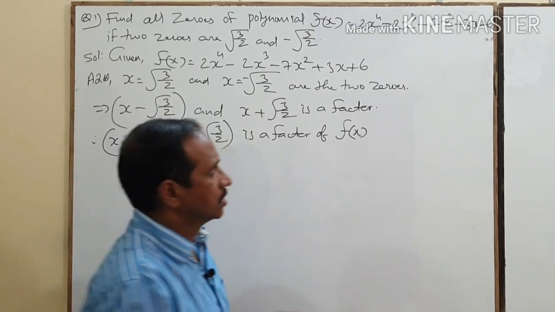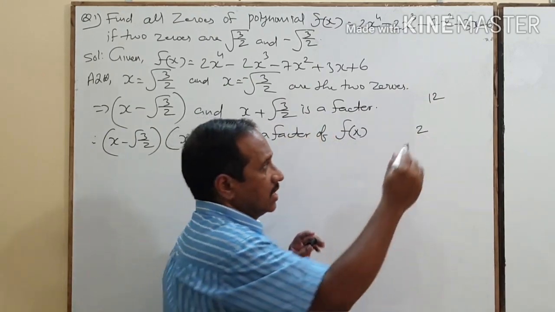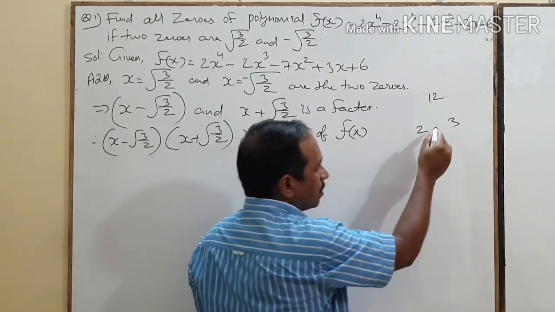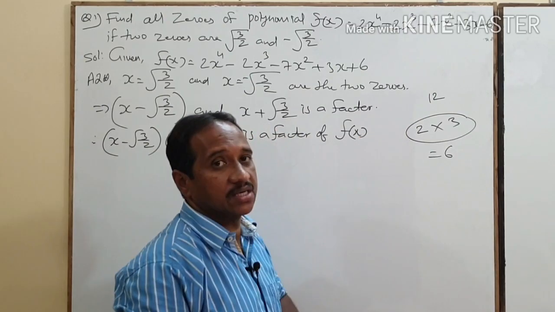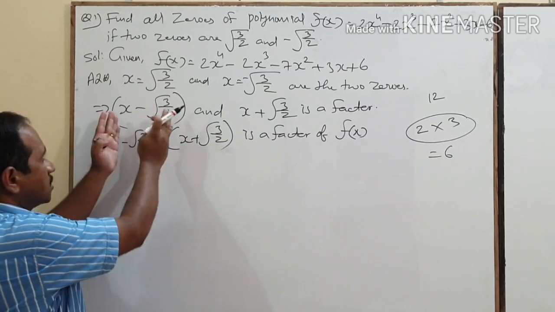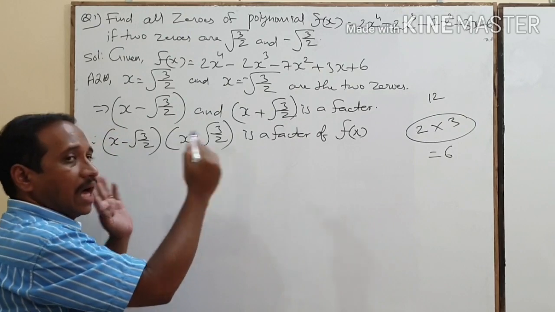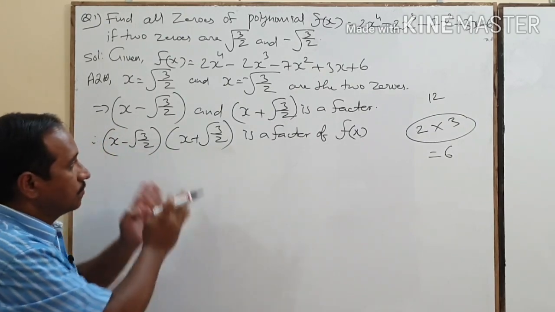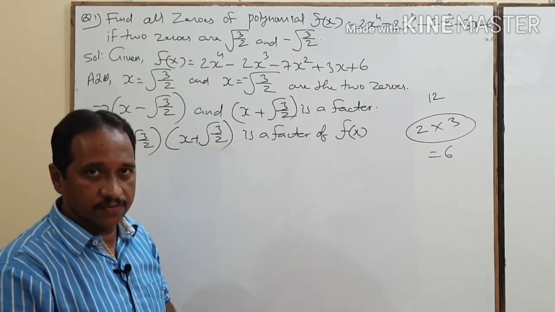For example, 2 is a factor of 12, 3 is also a factor of 12. So what about 2 into 3? 2 into 3, 6 is also a factor of 12, no doubt. In the same way, x minus root of 3 by 2 and x plus root of 3 by 2 are the factors. Therefore, x minus root of 3 by 2 into x plus root of 3 by 2 is a factor of f of x.